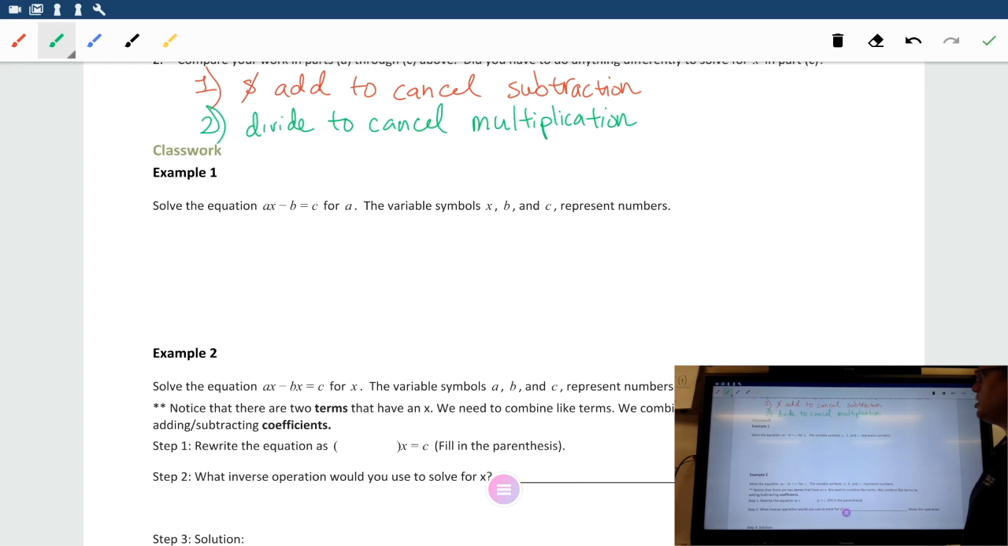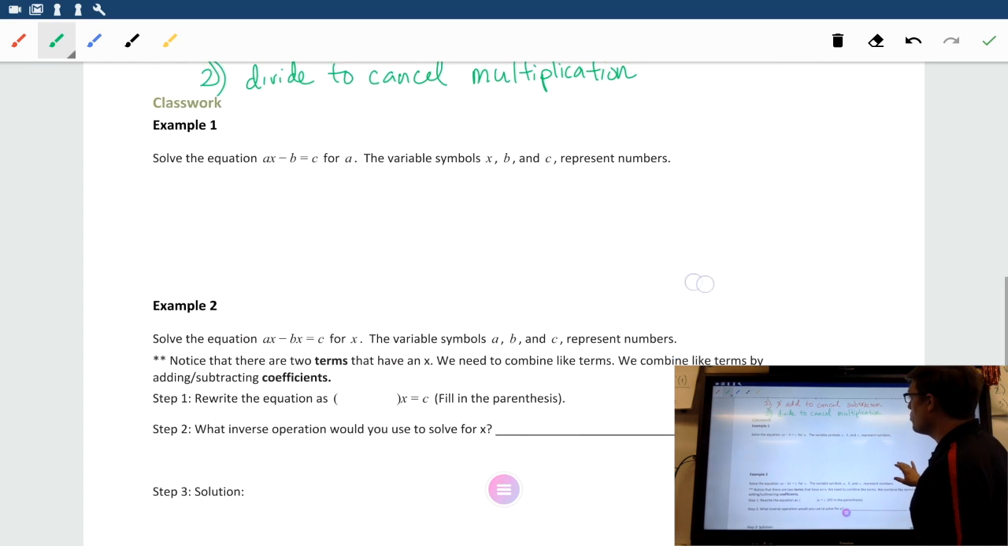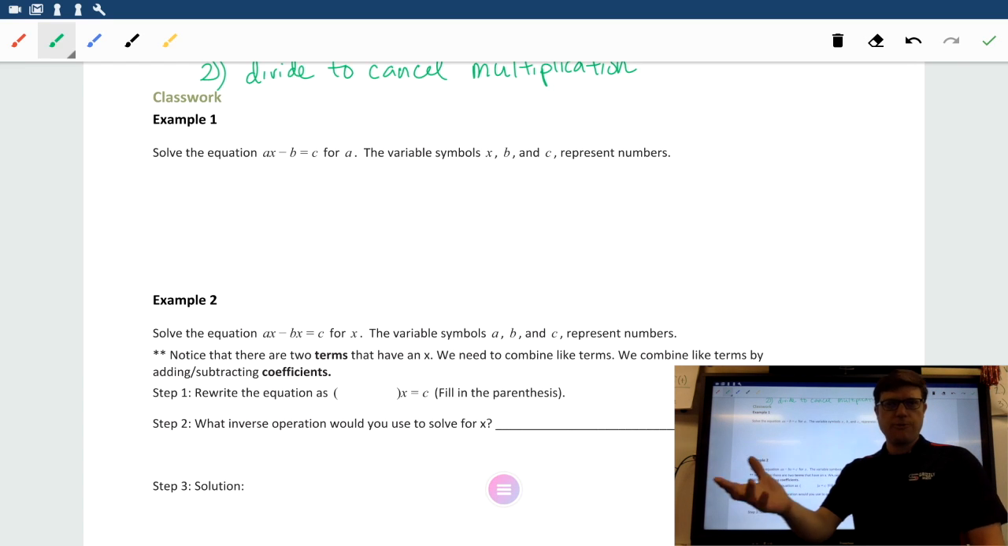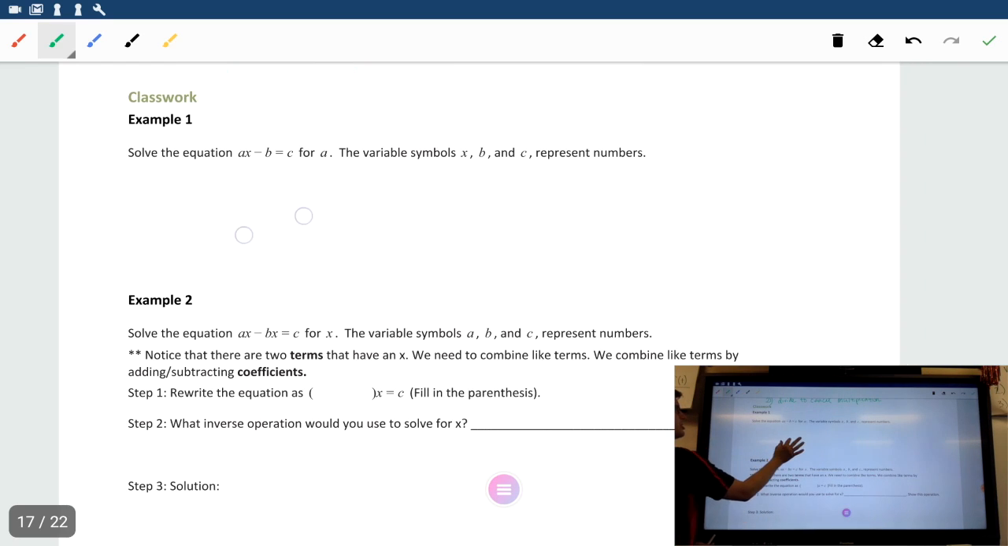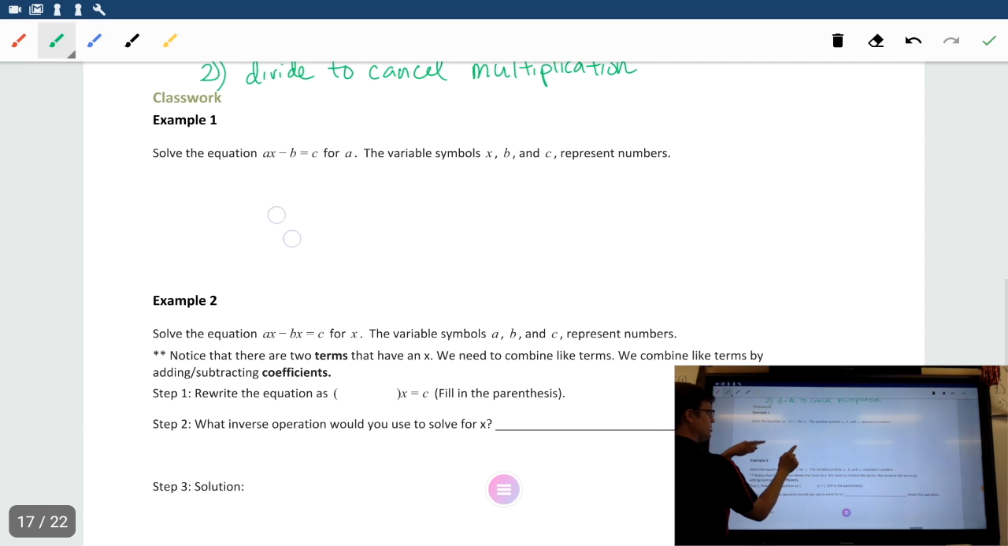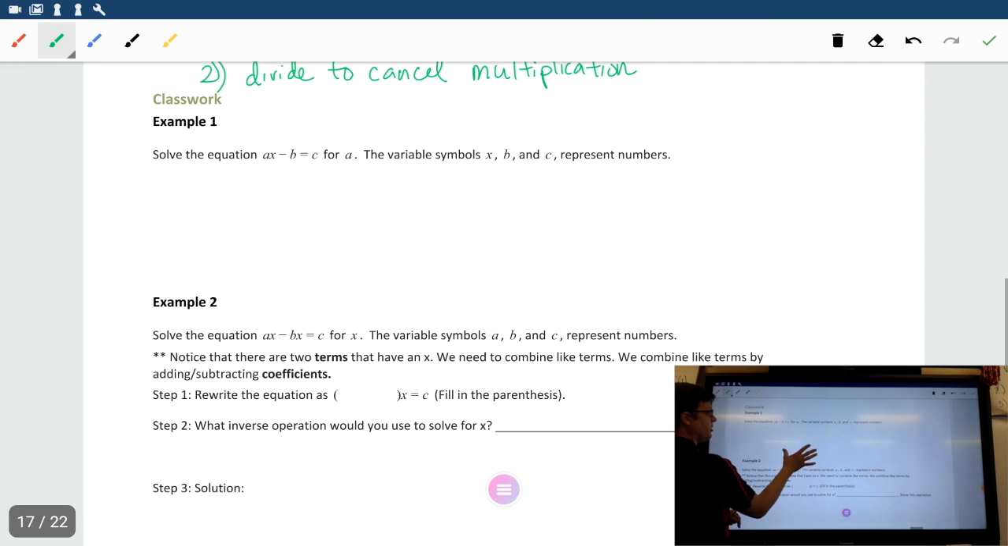Solve the equation. All right, so instead of solving for x, let's solve for a, right? What really changes here is just what we're focusing on. They're just numbers. They're just things that we could use. In fact, I mean, not that we do, we could solve for a number in an equation.